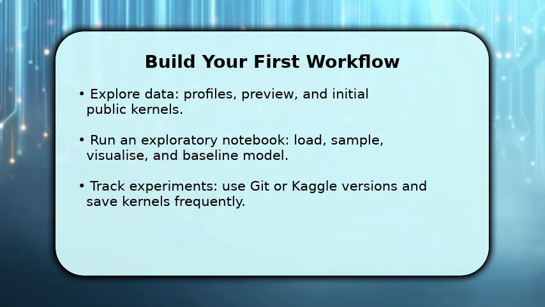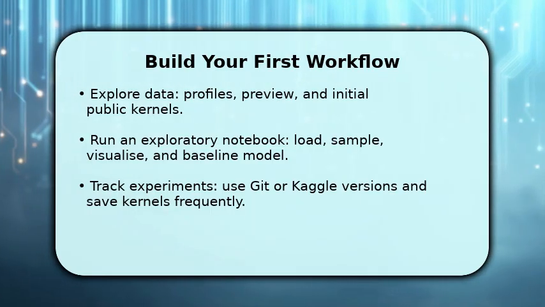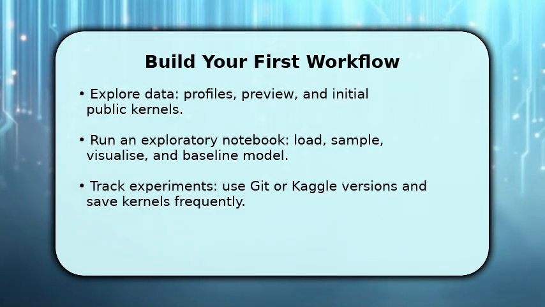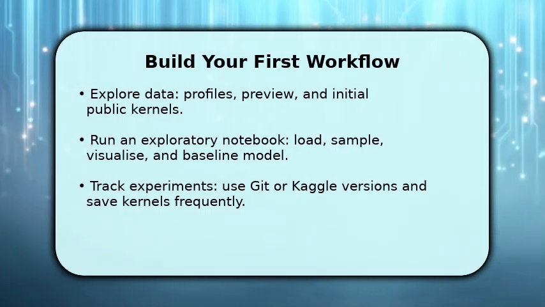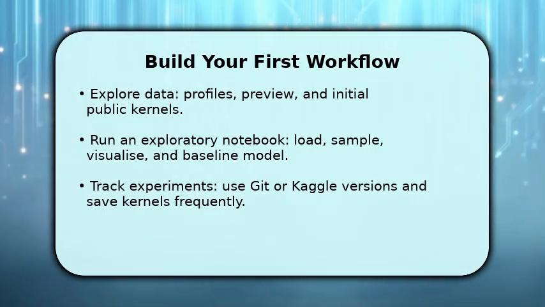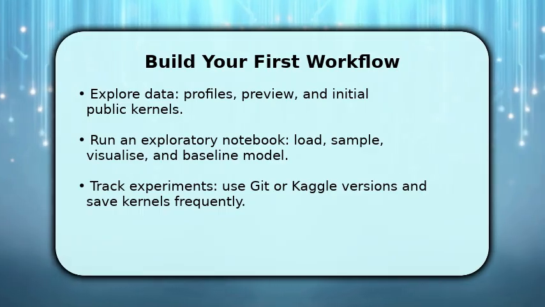Then create an exploratory notebook, load data, inspect shapes and types, visualize distributions, and build a simple baseline model to establish a performance floor. Make sure to version control code or use Kaggle's kernel versions. Once you find improvements, save iterations and record parameters so you can compare changes and reproduce results.